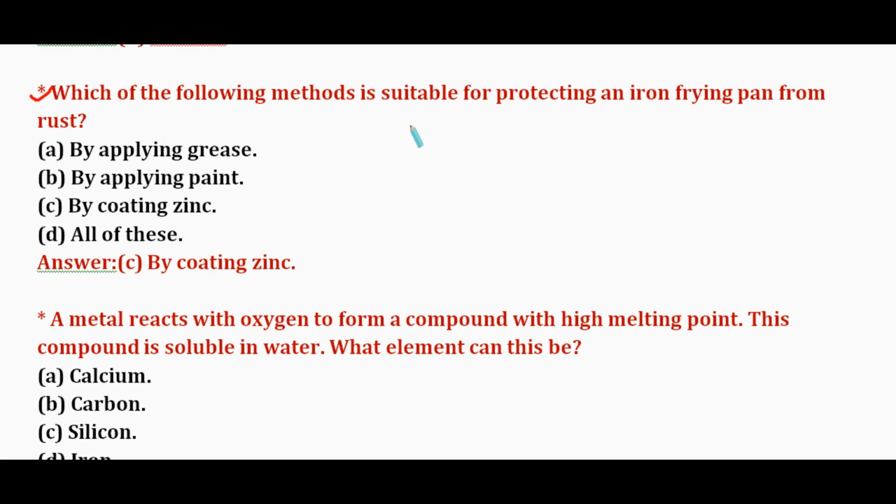Next question. Which of the following methods is suitable for protecting an iron frying pan from rust? By applying grease, by applying paint, by coating zinc, all of these. The correct answer is by coating zinc.